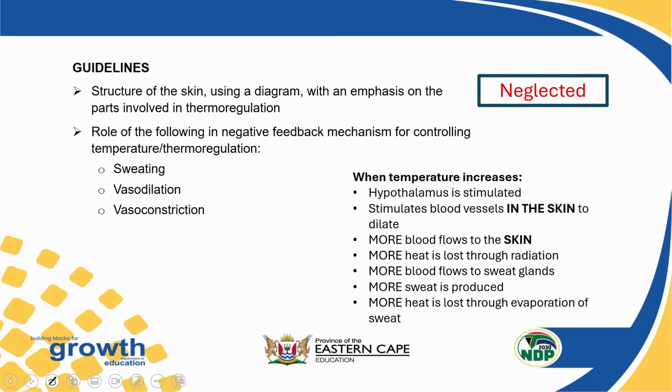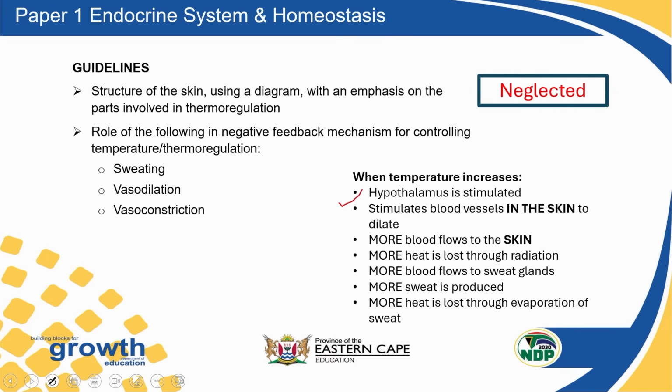Another thing that is neglected in studying is thermoregulation. Thermoregulation is the control of the body temperature. And when we write thermoregulation, it's important that we explain it properly, because thermoregulation takes place in the skin. It doesn't take place all over the body. So when we are explaining thermoregulation, we will say the hypothalamus is stimulated. It stimulates the blood vessels in the skin to dilate, not blood vessels in other parts of the body. It's important to state that it's in the skin.